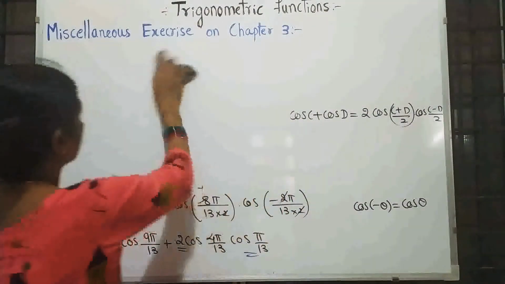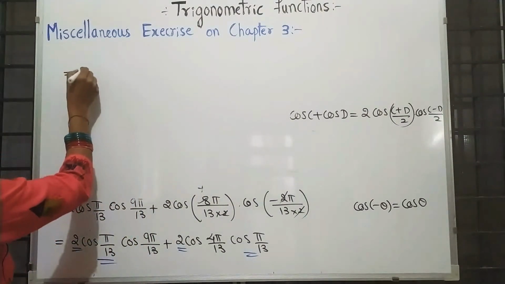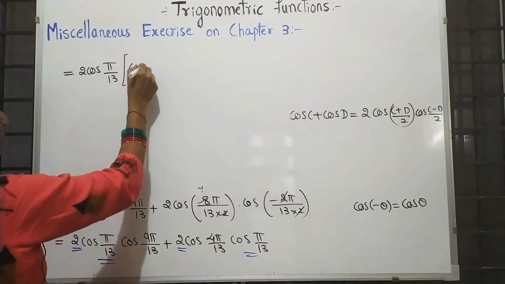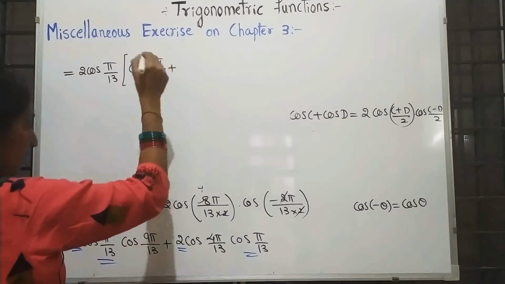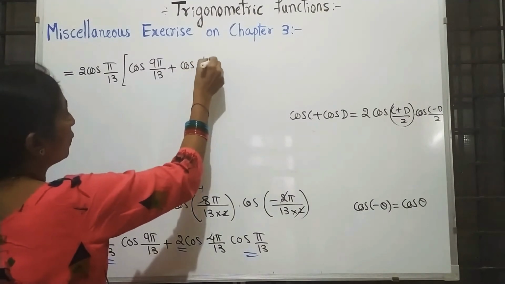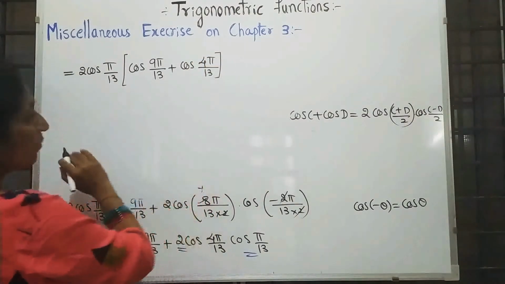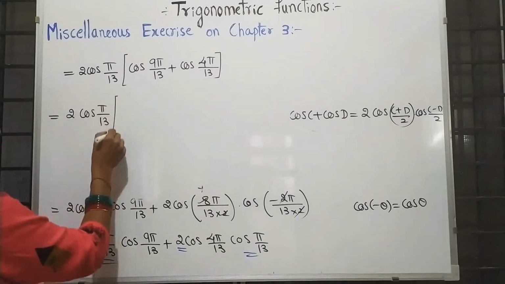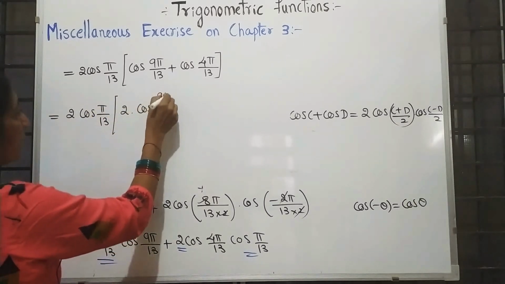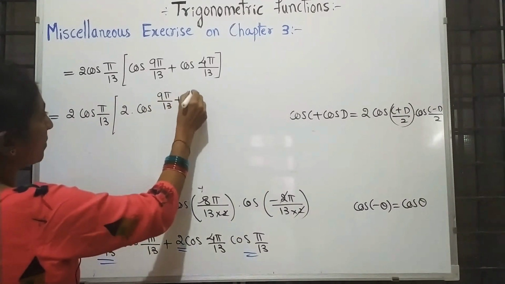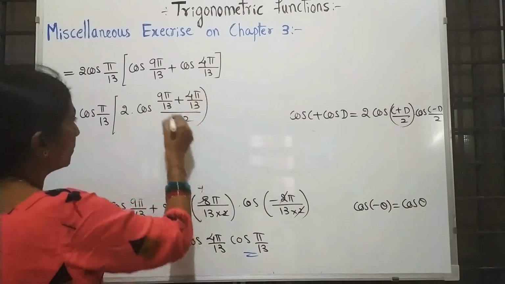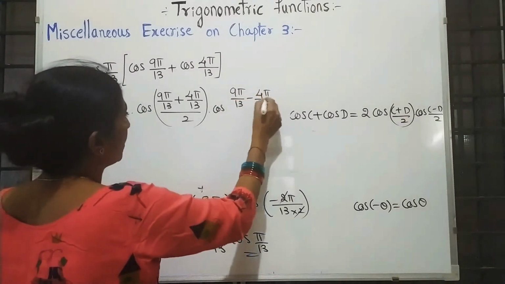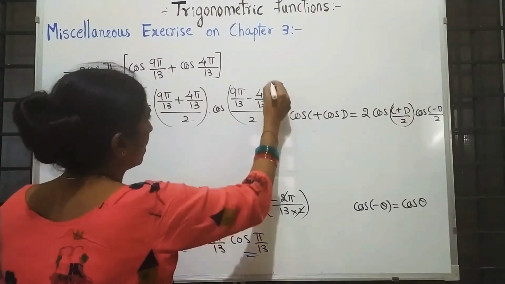Write down the common terms. This is 2 cos(pi/13) in the bracket cos(9pi/13) + cos(4pi/13). Again it is in the form of cos C plus cos D. It is 2 cos(pi/13) times the bracket 2 cos((9pi/13 + 4pi/13)/2) cos((9pi/13 - 4pi/13)/2), and that completes the bracket.